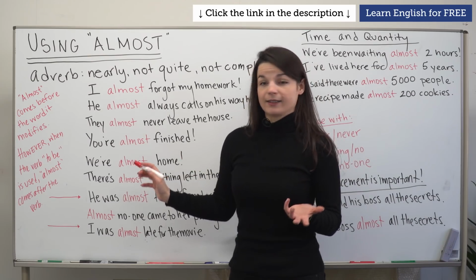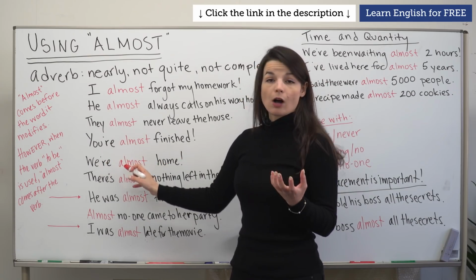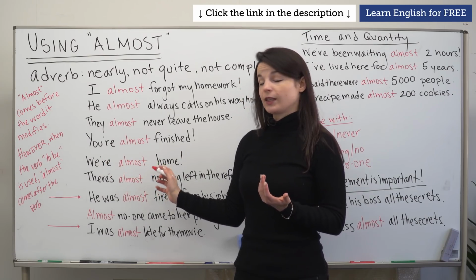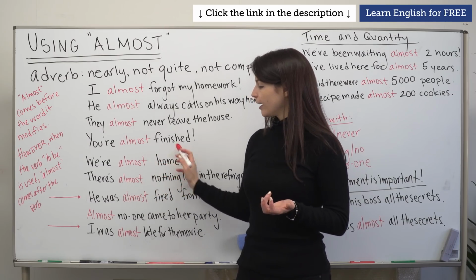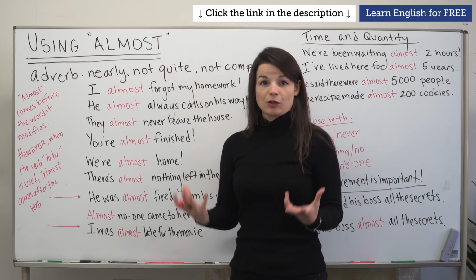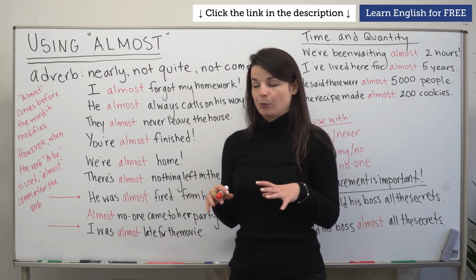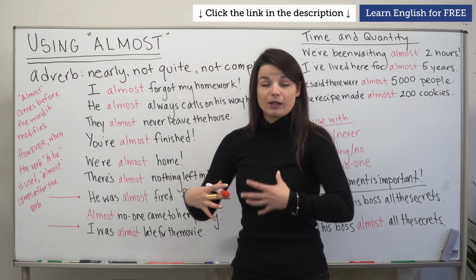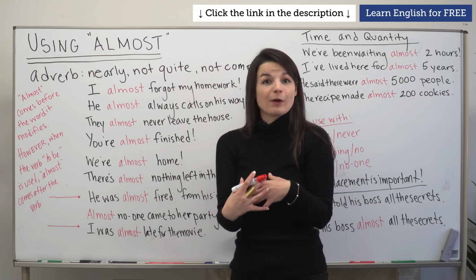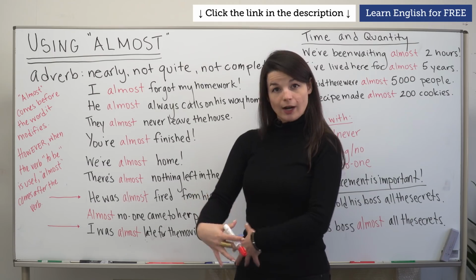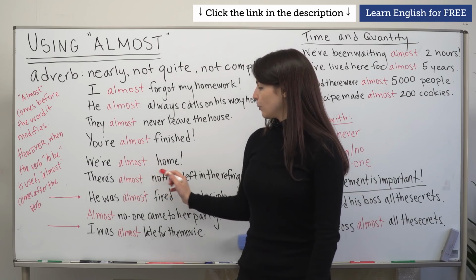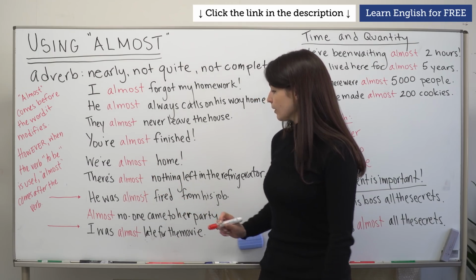Let's look at the next sentence then. The next sentence is we're almost home. In this case, almost is modifying the word home. Home, in this case, means at your place of residence, your dwelling. So to be almost home means nearly at your house, in other words. So we can modify in this way.